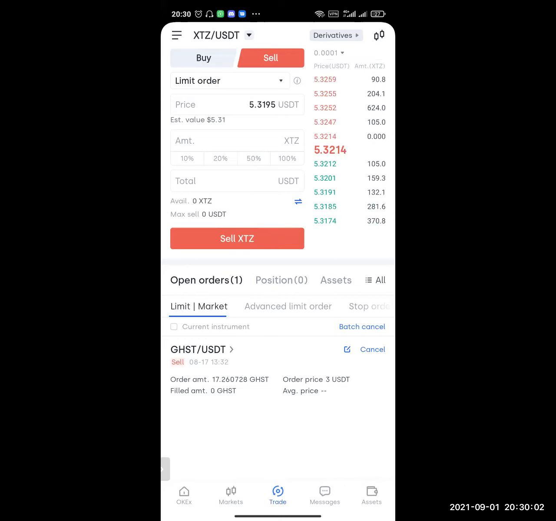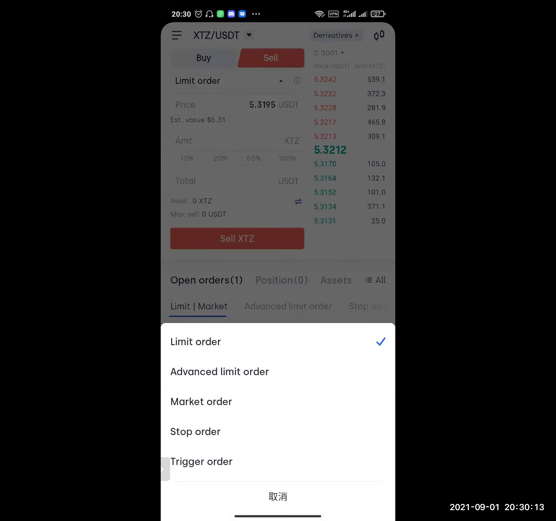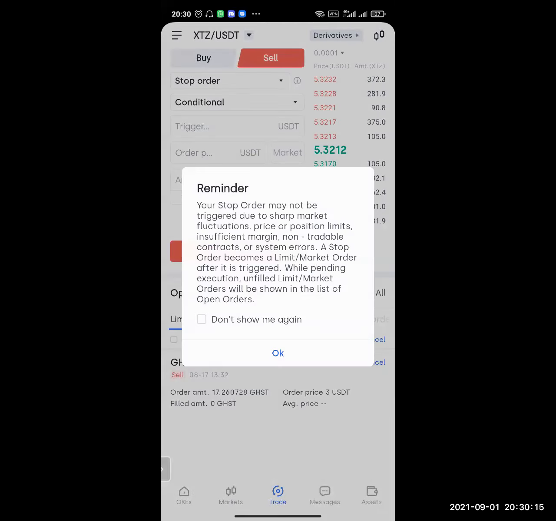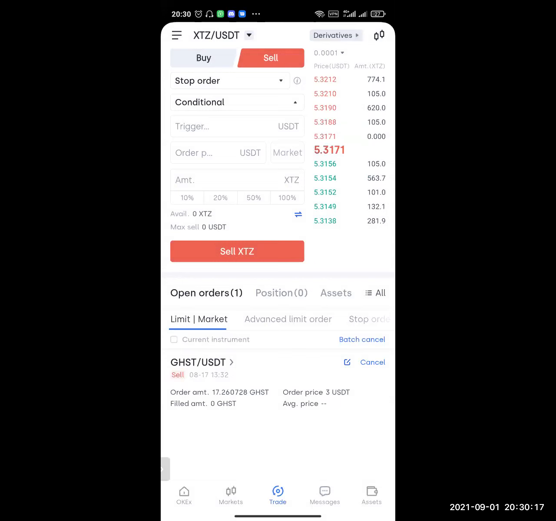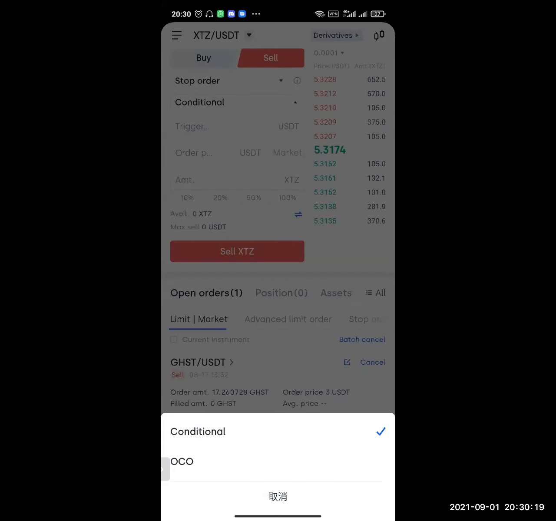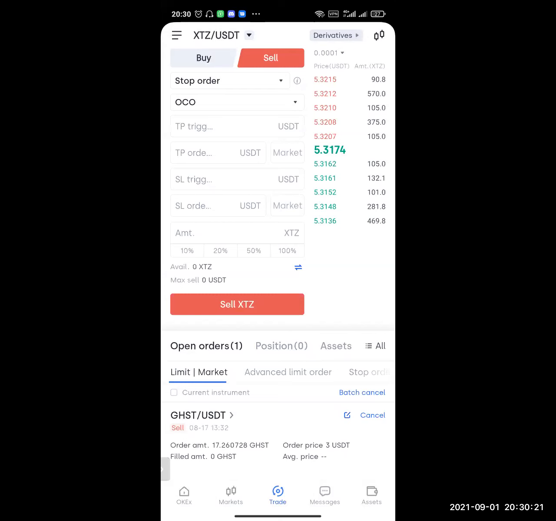you preserve your profit. Now, let me explain OCO for you, because OCO is also on Binance, before I move over to Binance. Now, look at under stop order, we have conditional, we have OCO. Now, what is OCO? OCO means one cancels the other. It means that you can set both take profit and stop loss.